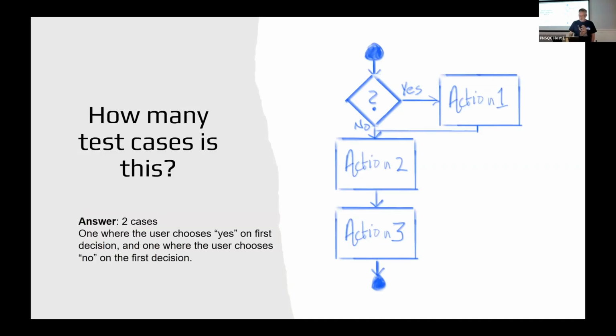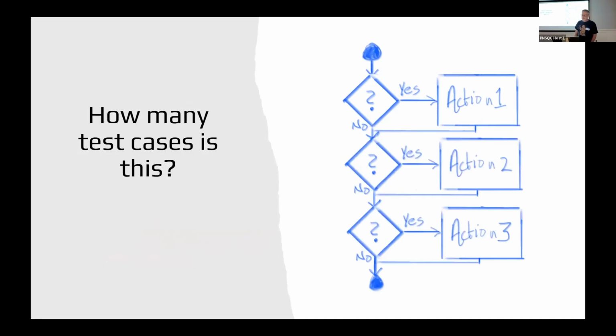Okay, first off, the answer to the question: you answered it, so I don't need to talk about it. I jumped ahead a little bit maybe, but you probably predicted something like this. Okay, how many test cases is this? 8. 2 to the 3rd. Okay, I heard 2 to the 3rd, and I heard 8.